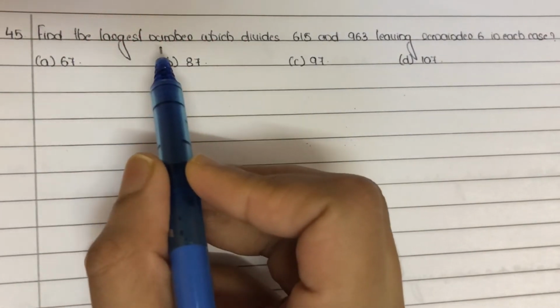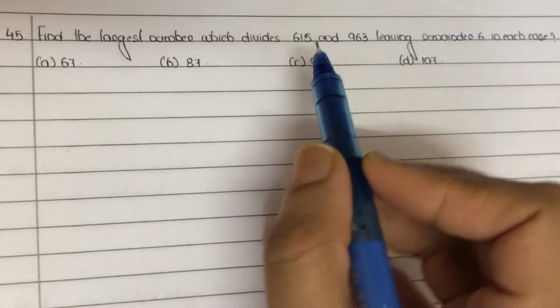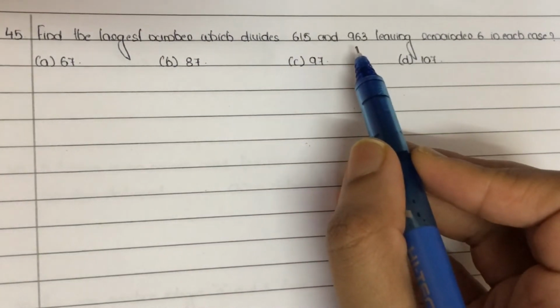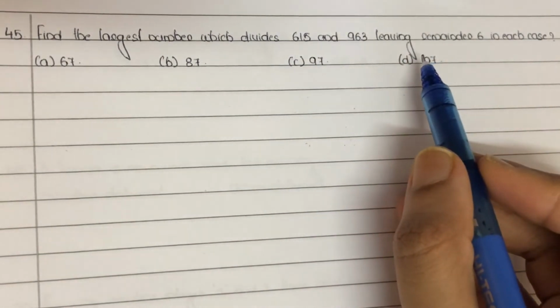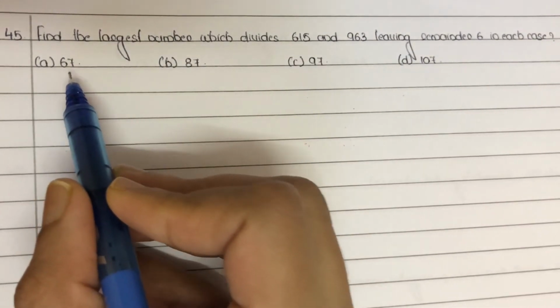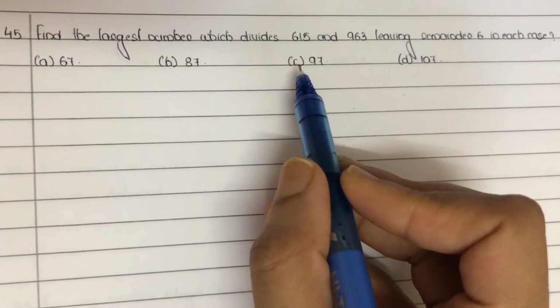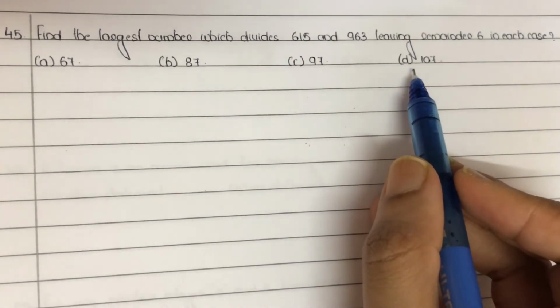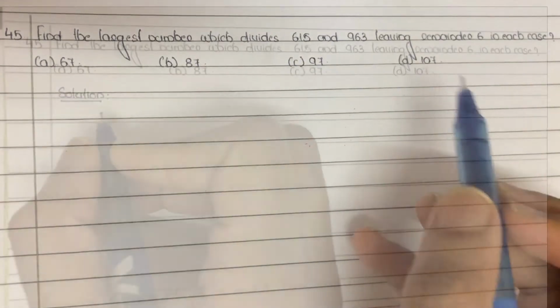Next, question number 45. Find the largest number which divides 615 and 963, leaving remainder 6 in each case. Option A 67, option B 87, option C 97, option D 107.